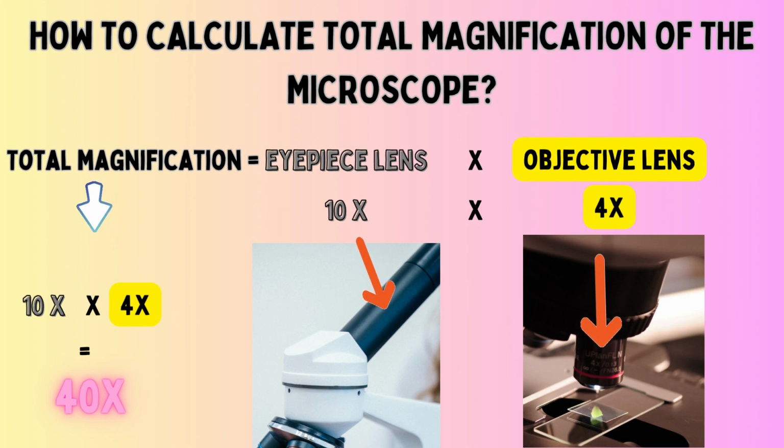Now, when you have these 2 pieces of information, how can you calculate the total magnification? You just need to multiply the eyepiece lens number, in our case 10 times, with the objective lens number that you are using in the experiment, in this case 4 times. The number that you get is the total magnification, which means 10 times 4 is 40 times. So the total magnification in this case is 40 times.